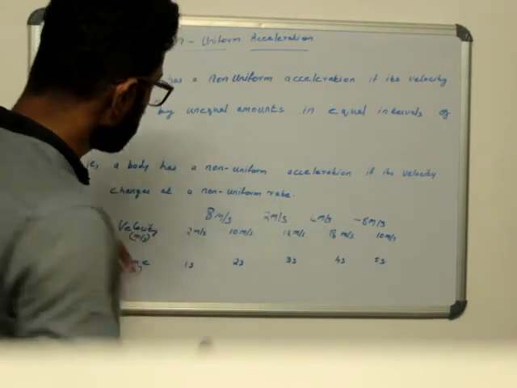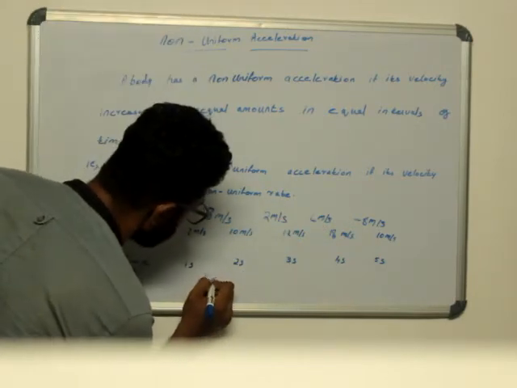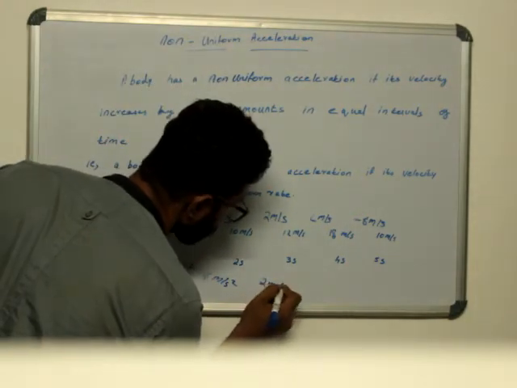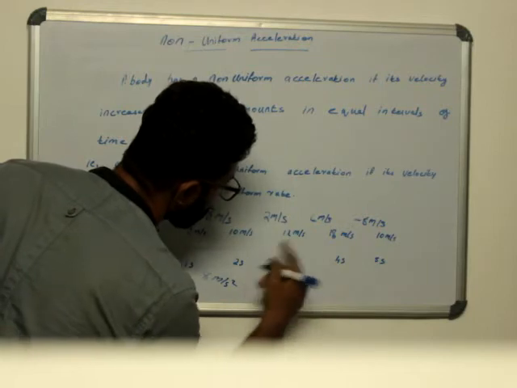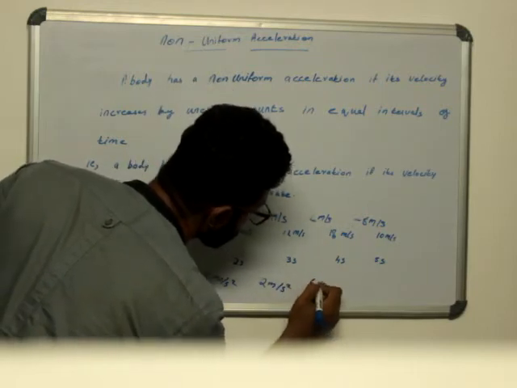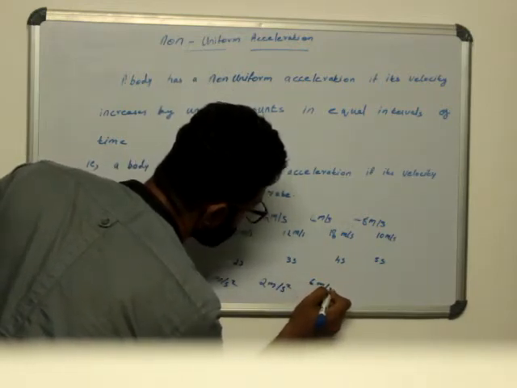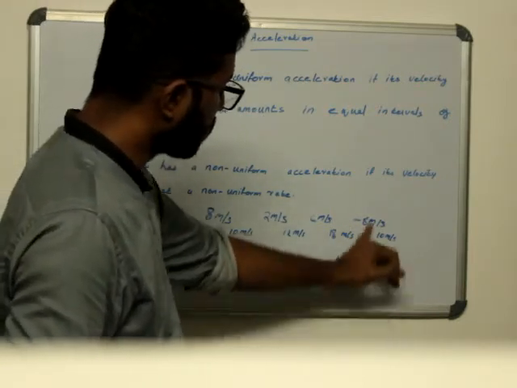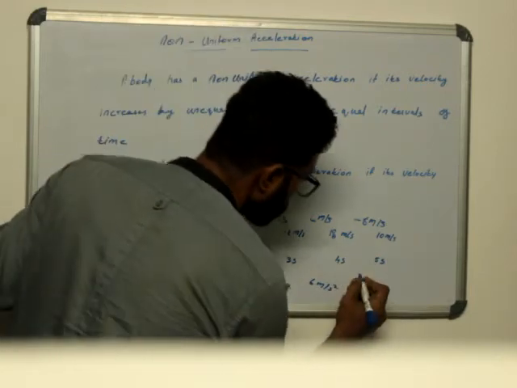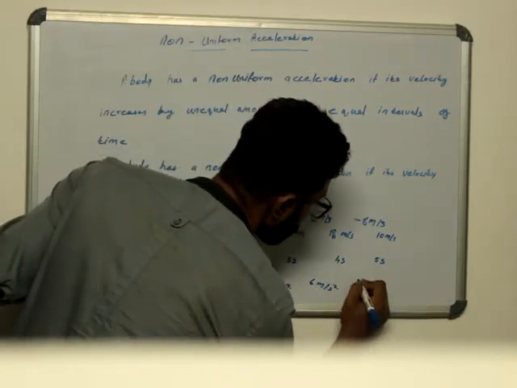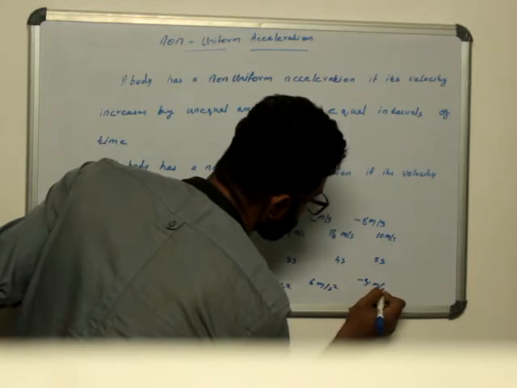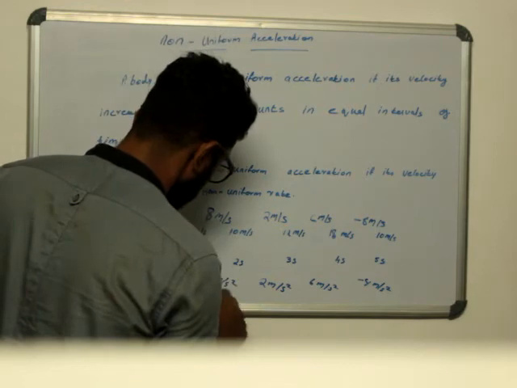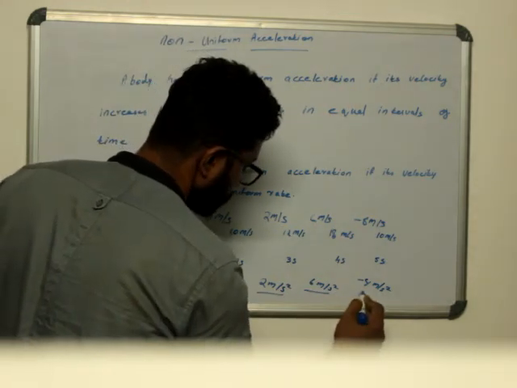So here the acceleration is 8 meters per second square. Here the acceleration is 2 meters per second square. And here the acceleration is 6 meters per second square. Here it is accelerating, but here it is decelerating. So here the deceleration is minus 8 meters per second square. This is the acceleration, this is the deceleration.